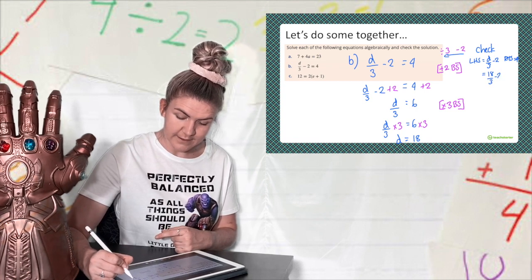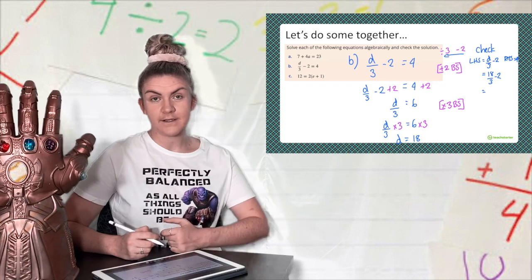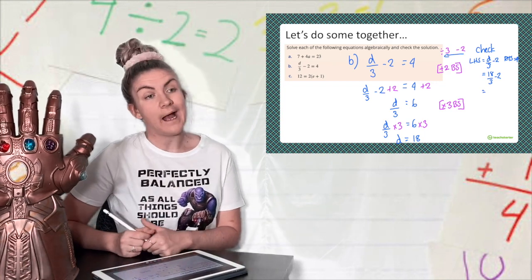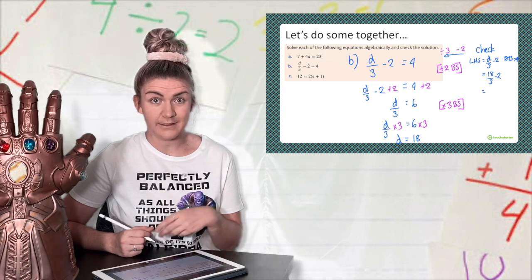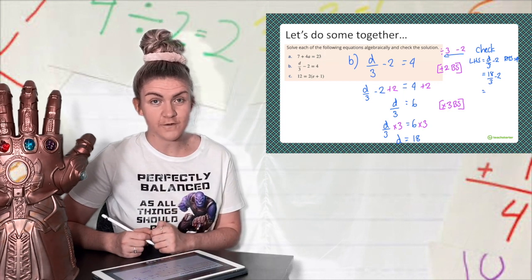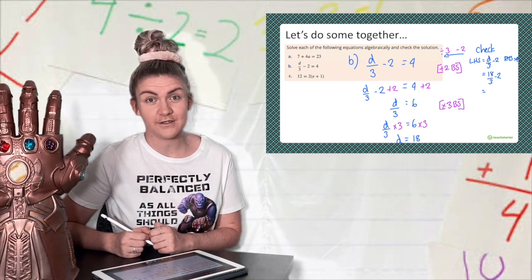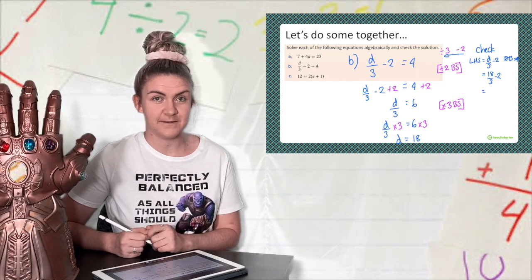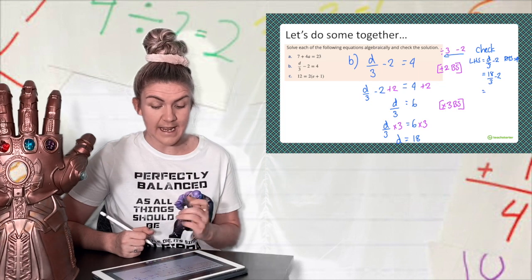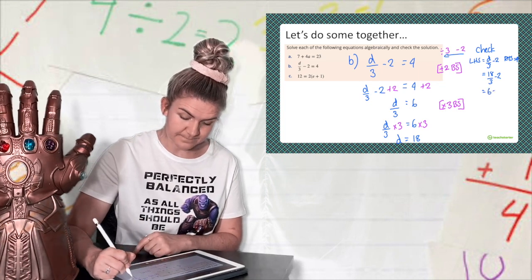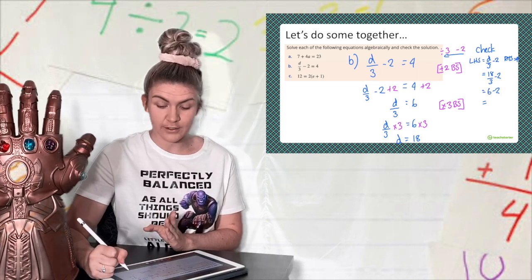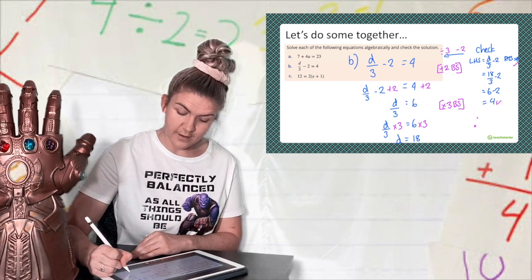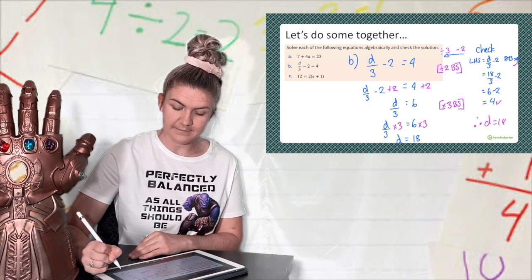18 divided by 3 take 2. Now I know sometimes you might be writing this check and you might just be like, oh, I know I'm right. Actually use the check to figure out if you've gotten it right. It's a super useful tool that so many students use to figure out that they've gotten it wrong and then fix their answer. It's super important. 18 divided by 3 is 6. 6 take 2 is 4. I'm correct. Therefore, d equals 18.